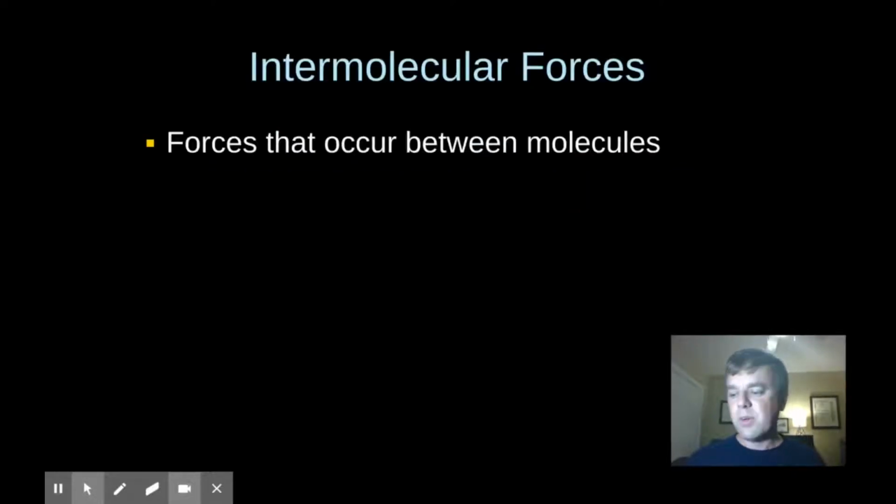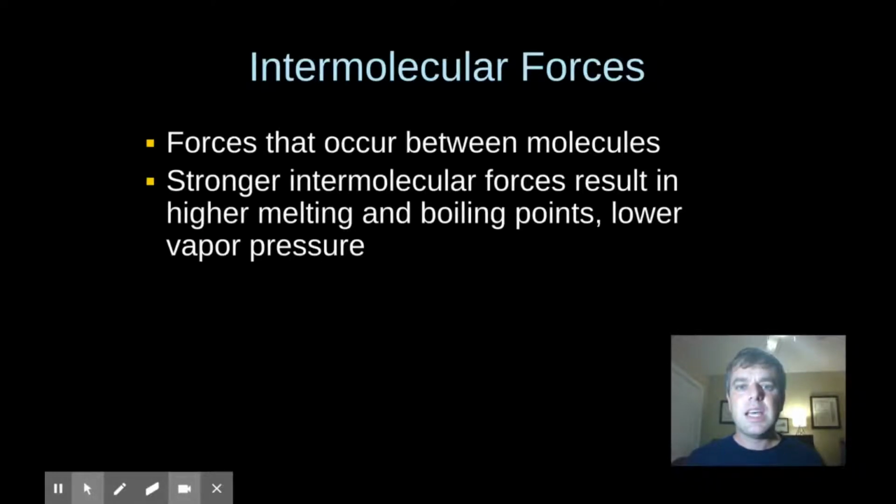So intermolecular forces are forces between molecules or between particles. And the stronger your intermolecular forces, the higher the melting and boiling points and the lower the vapor pressure, because you're going to have to put more energy into it to break those attractions and cause the solid to stop being attracted to itself in the rigid crystalline structure, or the liquid to stop being attracted so that it breaks apart completely into a gas.